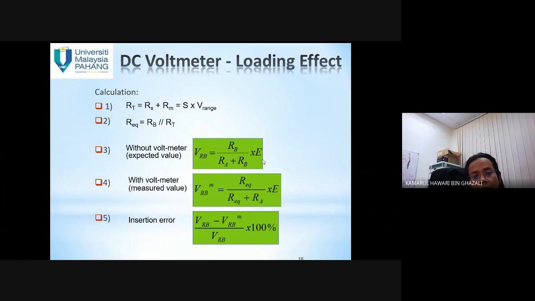For the calculation, Rt equals S multiplied by V range. The second equation: Req equals Rb in parallel with Rt. Without the voltmeter, you will get this value; with the voltmeter, you will get this value, together with the R total, R equivalent, which is Rb parallel to Rt. Then you can also calculate the insertion error with this formula.